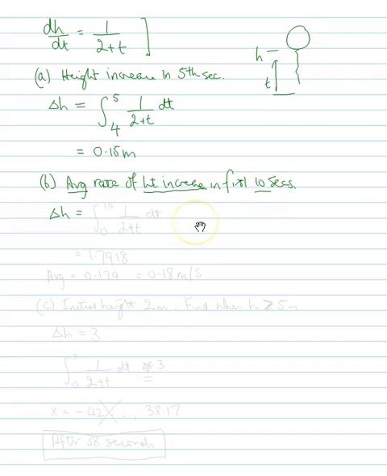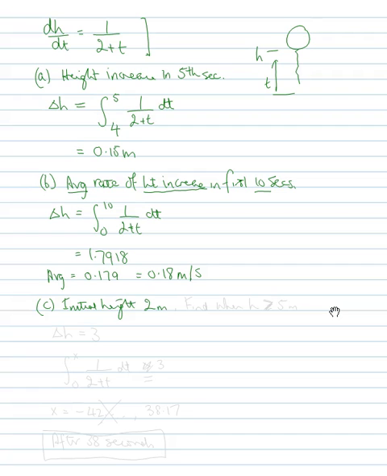Okay, so what's the height increase? It's a similar thing to what we just did. So it's the first 10 seconds, so it's from 0 to 10 of the function. Okay, and plugging that into the calculator gives us like 1.7918. And then divide by 10. So the average is, divide that by 10, 0.179. Okay, so let's say 0.18 meters per second.